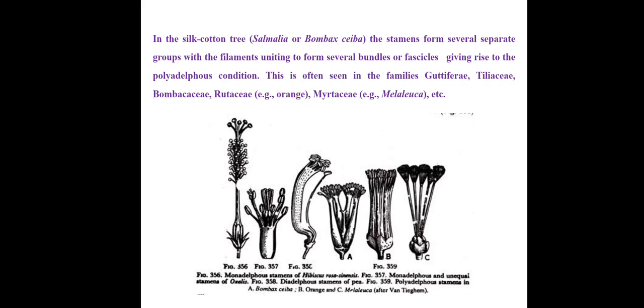In the silk cotton tree, that is Salmalia or Bombax ceiba, the stamens form several separate groups with the filaments uniting to form several bundles or fascicles, giving rise to the polyadelphous condition. This is often seen in the families Guttiferae, Tiliaceae, Bombacaceae, Rutaceae, the best example being orange, and Myrtaceae, for example Melaleuca.